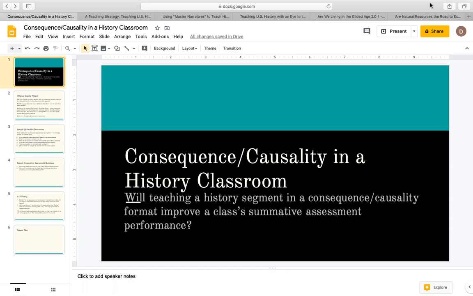You know, we hear about cause and effect. We grew up with cause and effect and putting things in sequence and chronological order. There was a lot of emphasis on us memorizing back then. And our studies from this past year have shown us that we need to find more innovative ways to teach history. And consequence and causality would allow us to give students some relevance.